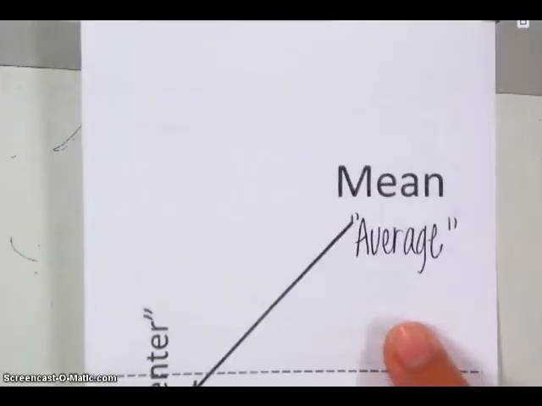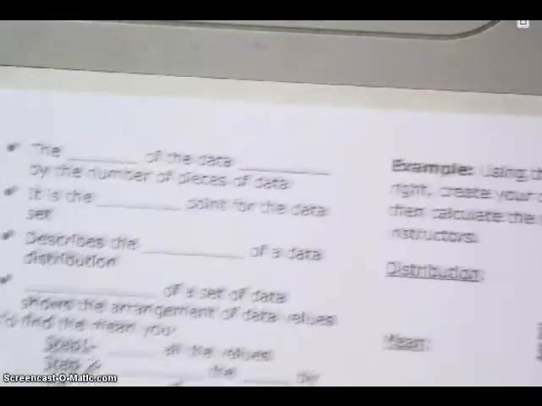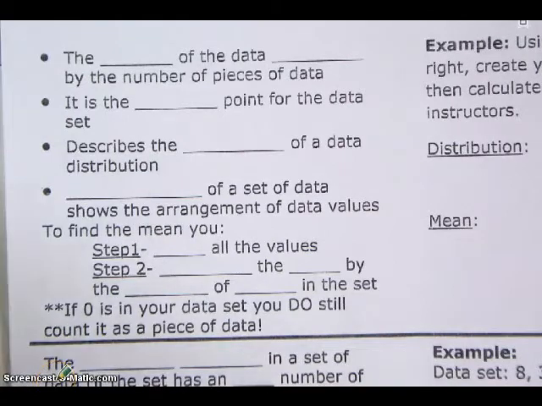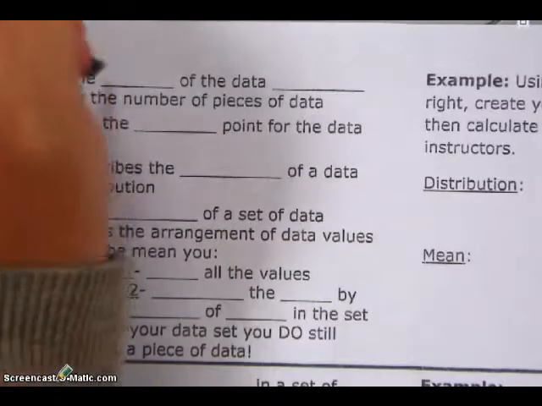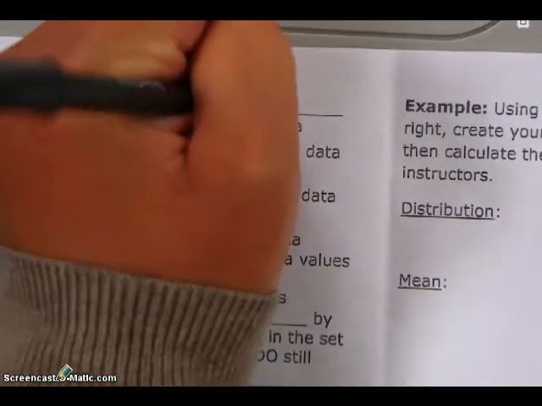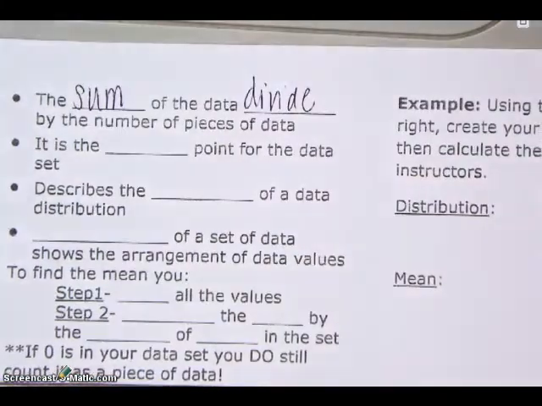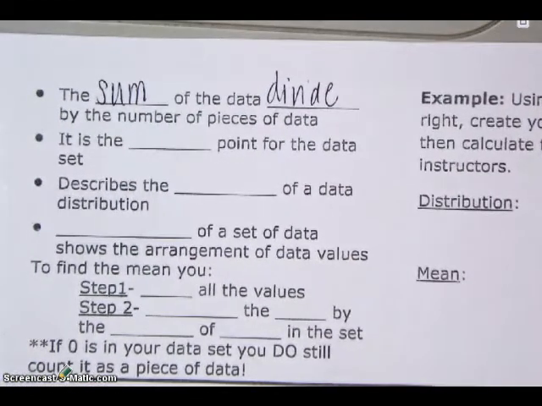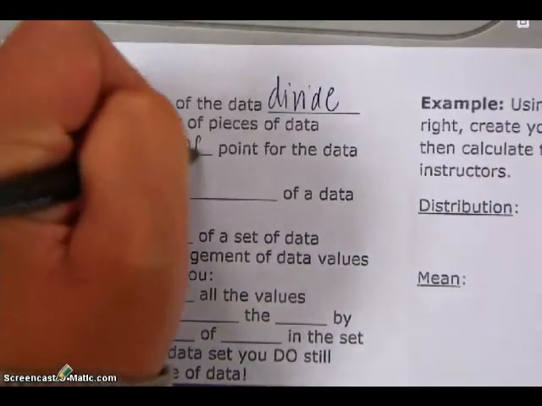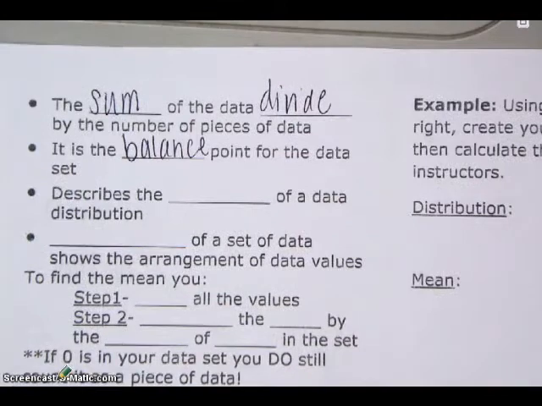We're of course going to start with mean. So on the inside here, a few things about the mean. Our mean is actually the sum of the data divided by the number of pieces of data. So that means we're going to add up our data amounts, and then we're going to divide that total by however many pieces of data we had collected. Okay, and the mean is the balance point for our data sets that we will be looking at.